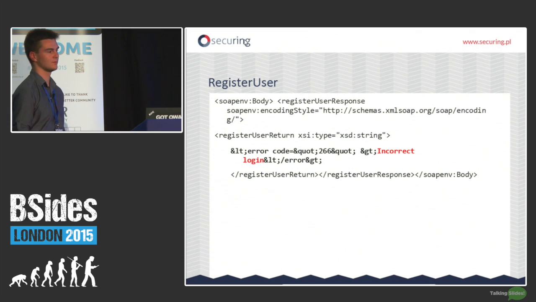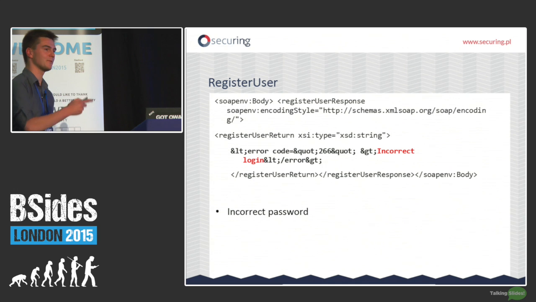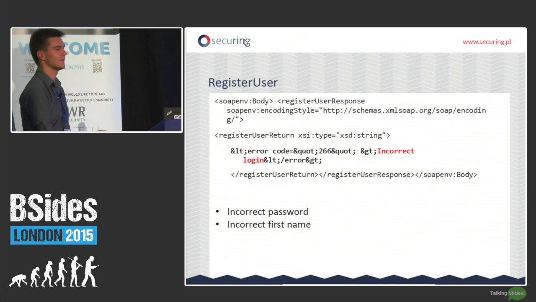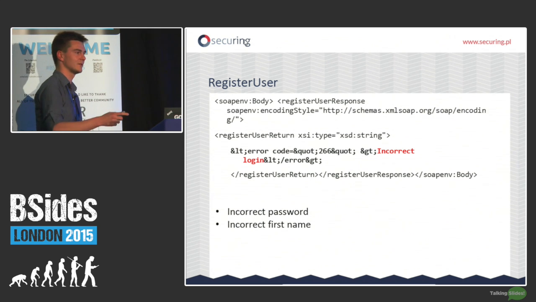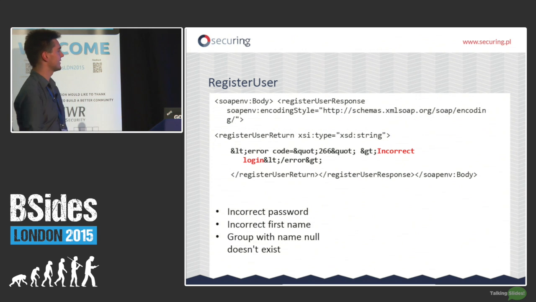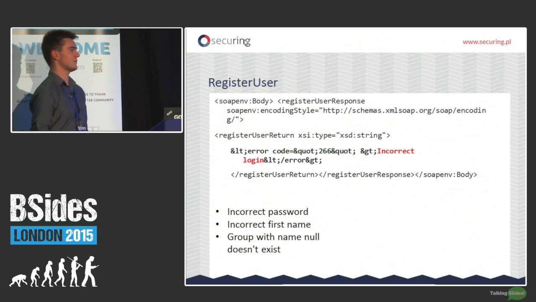So what do you do? You just add another entity with the login, right? And it responds with incorrect password. So you put a password in this. It responds with incorrect first name. Actually, all of the form inputs were responded as an error. So we put a first name, and it responded that group with name null does not exist.